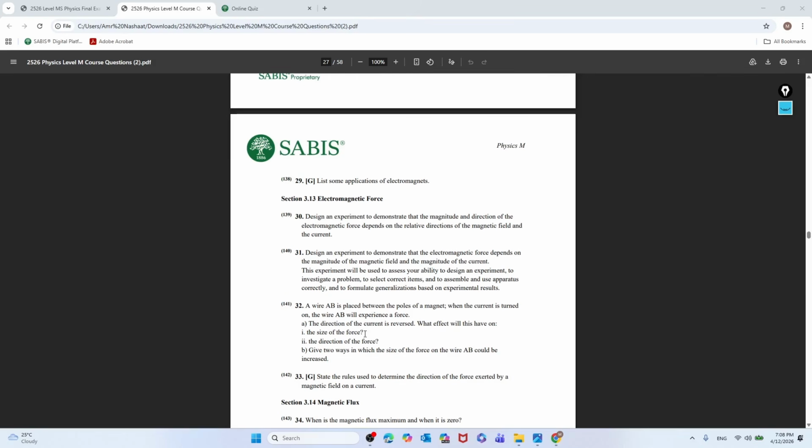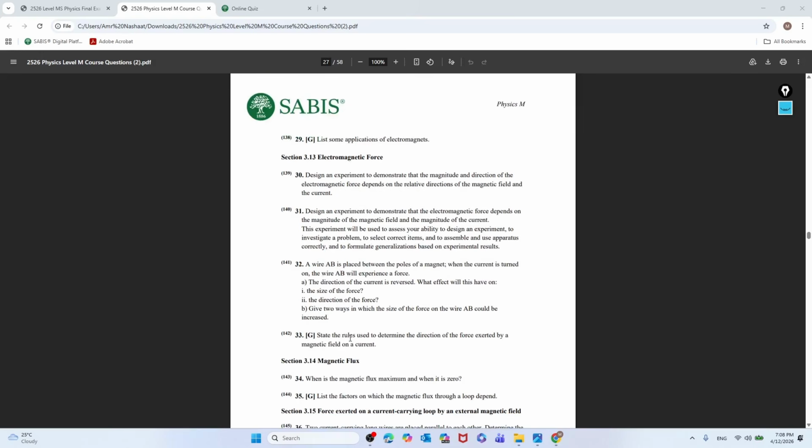And I'll also solve question 33 because it's a great question. State the rules to determine the direction of the force exerted by a magnetic field on a current. Yeah, this they might ask about. Okay, it came in the CA before and it was an annoying question. So the one I just explained, the one with I, B, F, that's the right hand rule. It's just called Fleming's right hand rule. I forgot who, but that's the right hand rule.